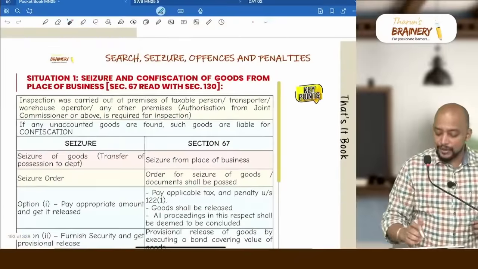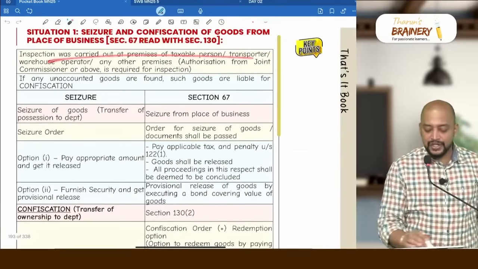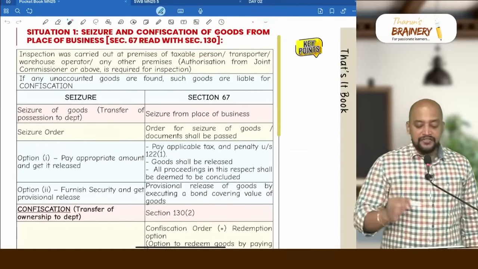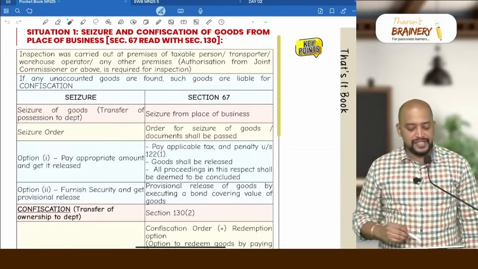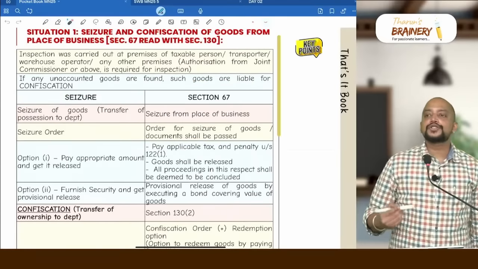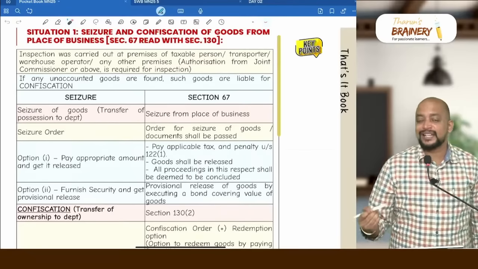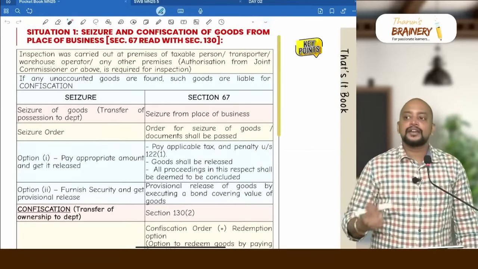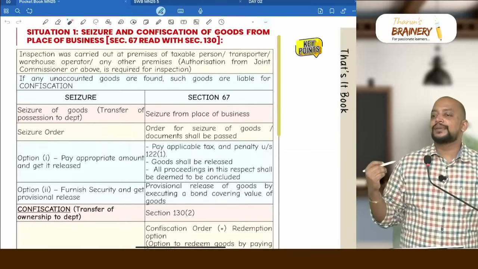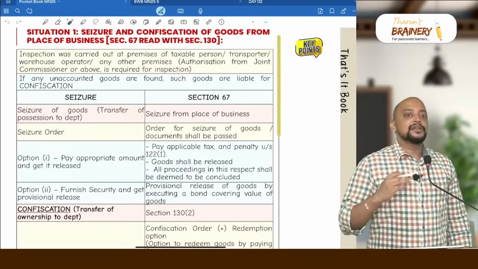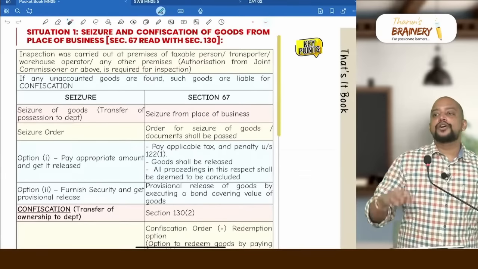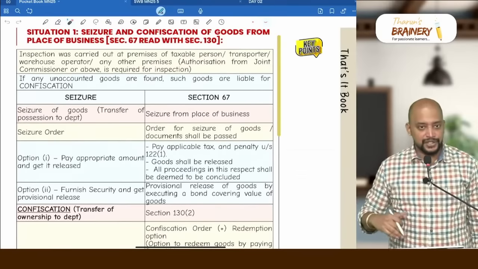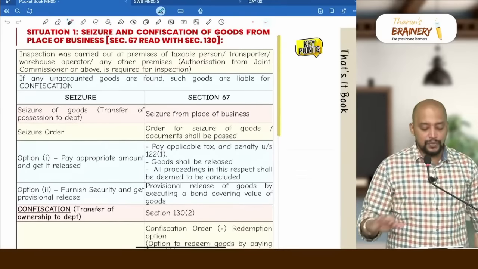And now we are discussing only section 67. Inspection is carried out at the premises. If any unaccounted goods are found, then such goods are liable for confiscation. Unaccounted goods means those goods which are not reported in section 35 accounts and records. There are many accounts and records which are required to be maintained by a registered person. Suppose the details are not there, or he is liable to get registered but has not got registered and he suppressed the information, all those come under unaccounted goods.